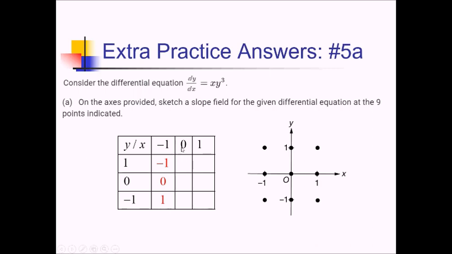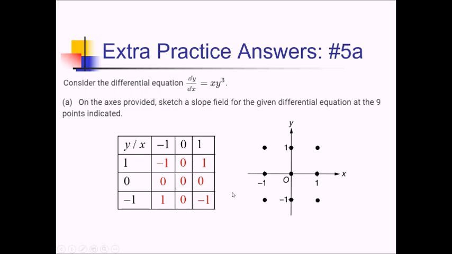Next, for this column, I'm multiplying the x value 0 by all of these y values cubed. Well, 0 times all of those is going to give me 0, so no point in really thinking too much about that. And this last one, I'm multiplying the x value 1 by all of these things cubed. So we've got 1 cubed, which is 1, 0 cubed is 0, and negative 1 cubed is negative 1.